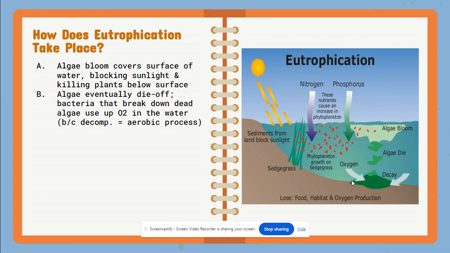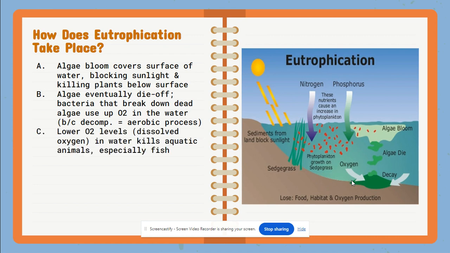We said the algae eventually die off, and bacteria, who perform decomposition, break down the algae, using up all the oxygen in the water, increasing the BOD. And remember that because they're using this oxygen, they are doing aerobic decomposition at this point. Those lower O2 levels, unfortunately, kill other species in the ecosystem, especially fish, because now if there's not quite as much dissolved oxygen, they're no longer in that optimal zone.